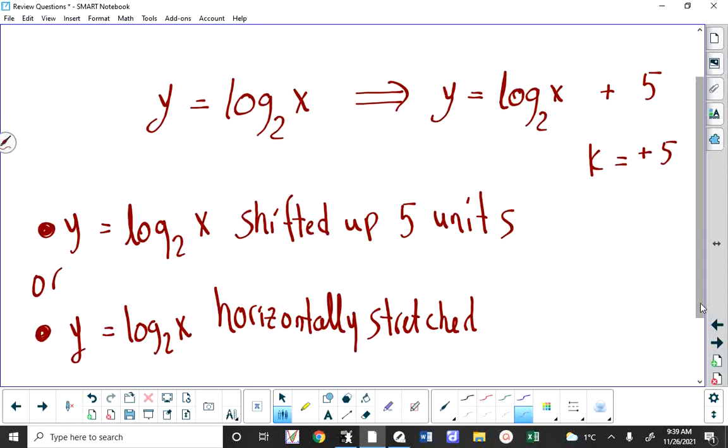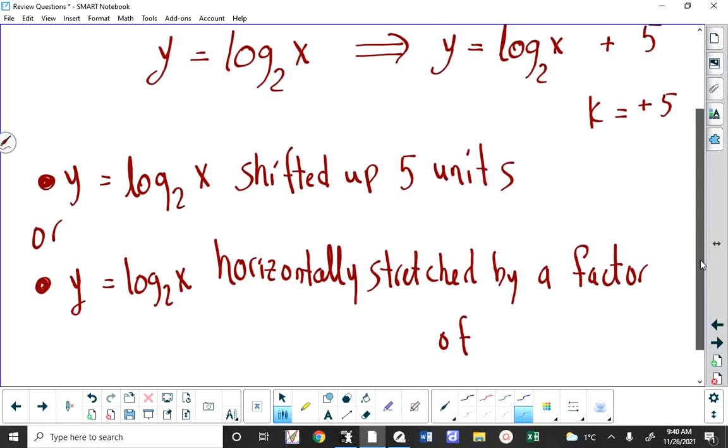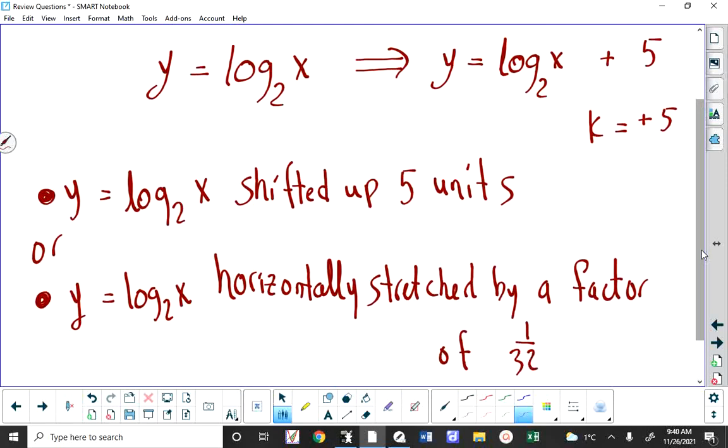But if I gave you y equals log base 2 of x and we transform it into y equals log base 2 of x plus 5, k is 5, one explanation for the new graph would be we take the original, we shift it up 5. Okay? However, instead, we could take y equals log base 2 of x and horizontally stretch it by a factor of 1 over 32.